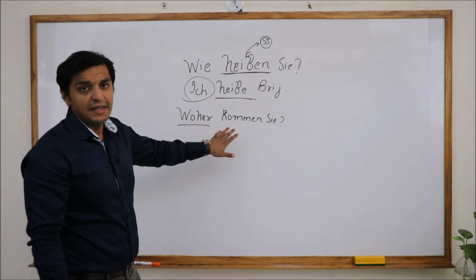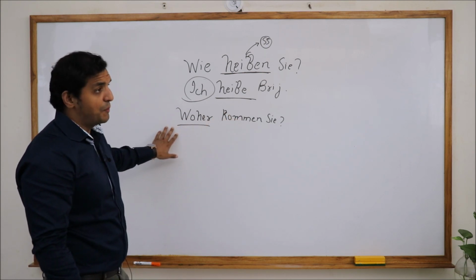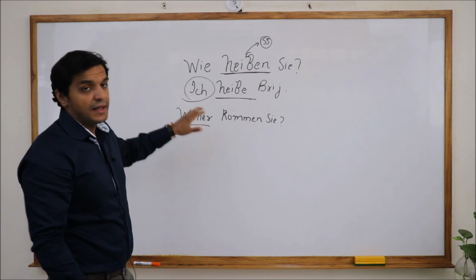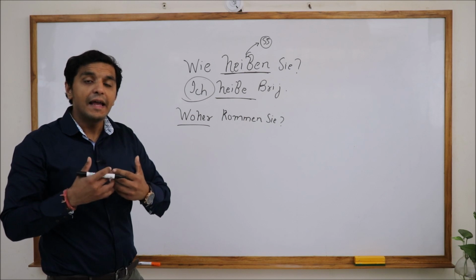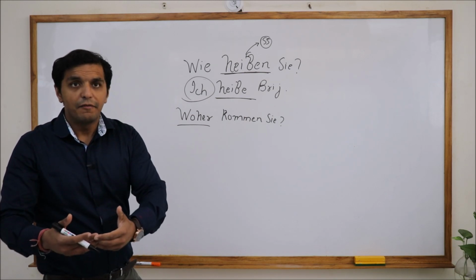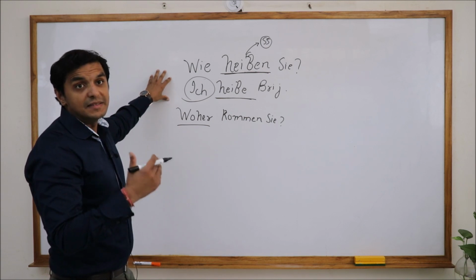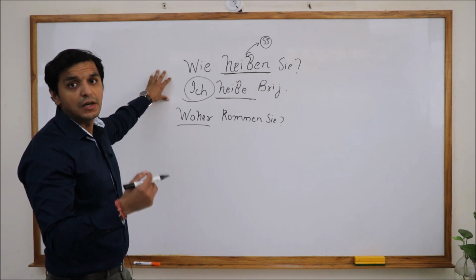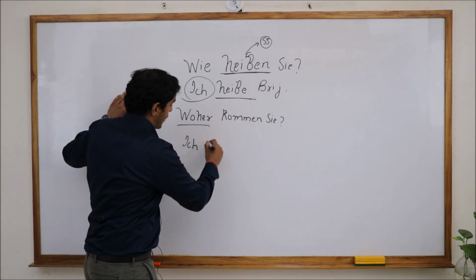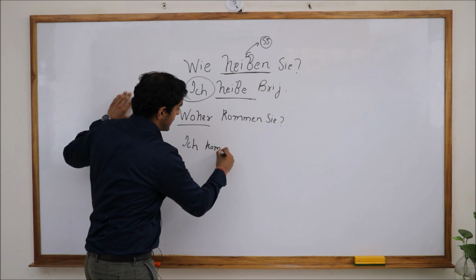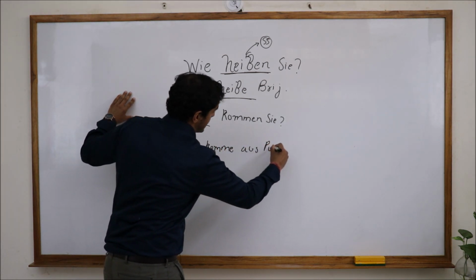Woher kommen Sie is the question we were asking. Where do you come from? The answer to this would be similar to the previous answer. Here I have asked you where you come from. You reply to this by saying I come from wherever you come from. Remember from the previous answer that I means ich. So the first word of your answer would be ich. Ich komme aus Punjab.